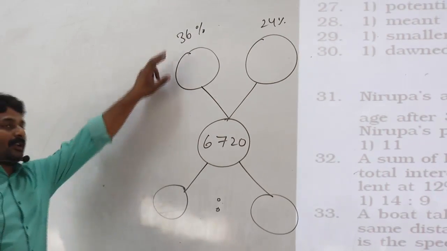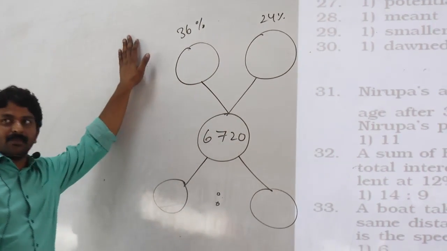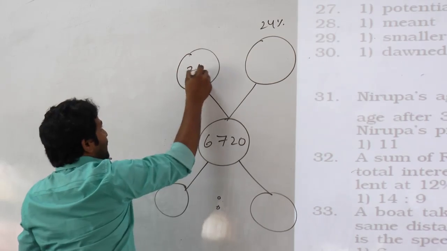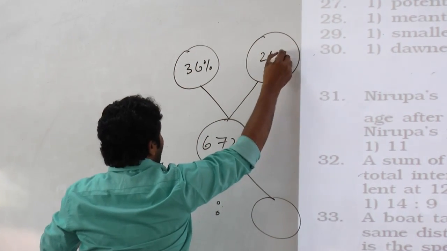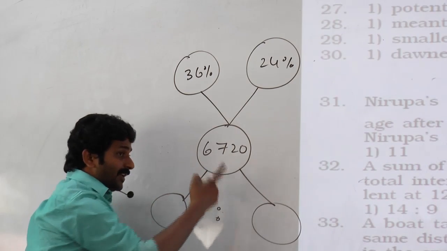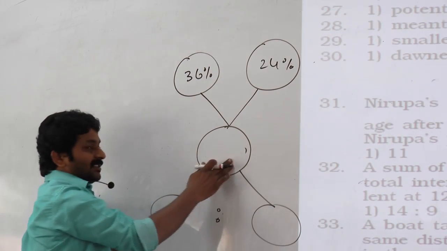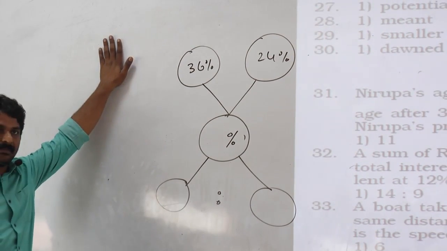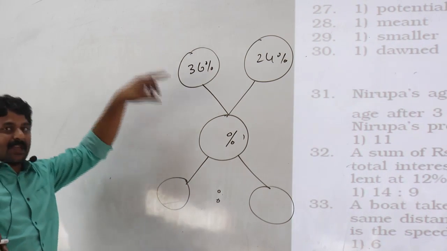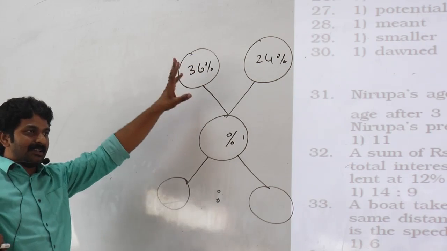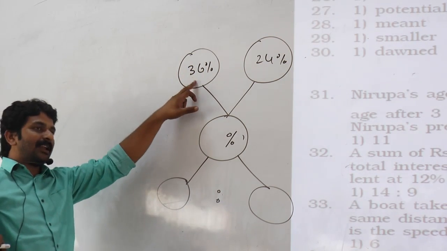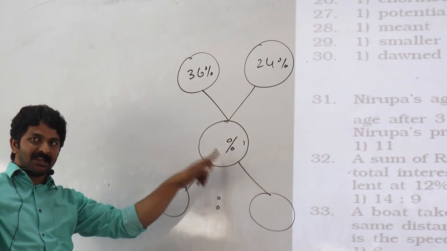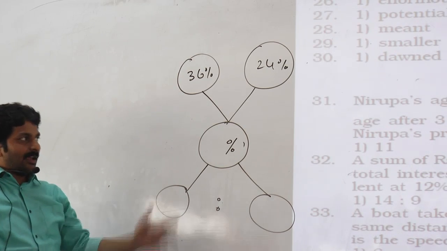But here you need to identify 36% and then 24%. This is one way. Otherwise, you directly take 36% here and 24% here. Convert 6,720 in terms of percentage and then go for allegation. Either way is fine. One way is the reverse method. Otherwise use allegation using numbers or using percentage. If you want to use numbers, you need to calculate 36% and then 24%. Otherwise convert the 6,720 number to percentage and use percentage here and go for allegation. Anything is fine.